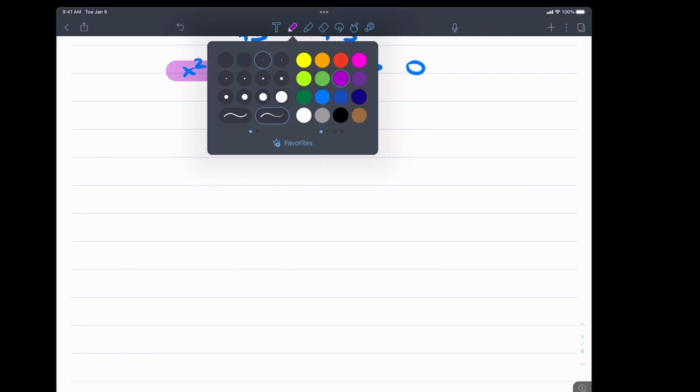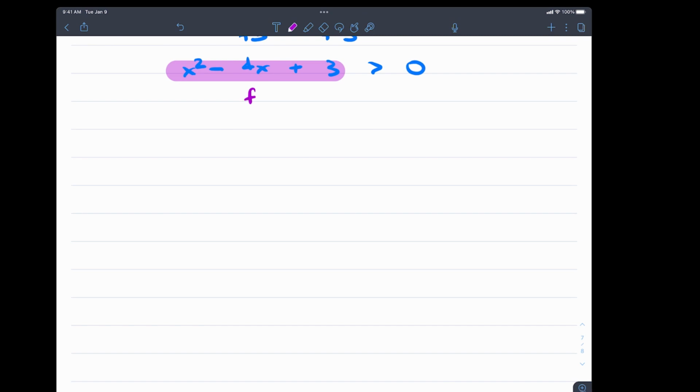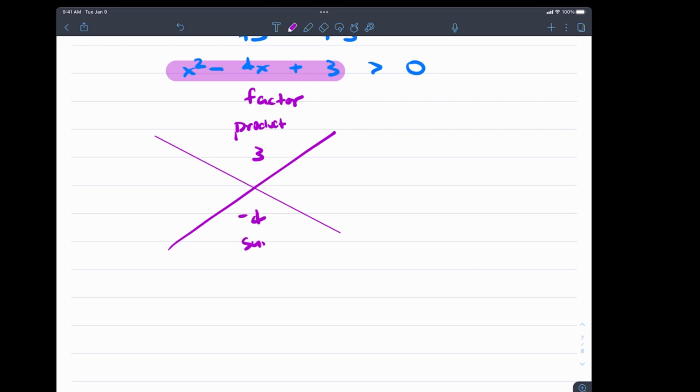Because at this point, you want to what? I'd say factor. Okay? Use that crisscross method, right? The product has to be positive 3, and the sum has to be what? Negative 4. I need 2 numbers multiplied together that'll be greater than 0, whose product is positive 3, but whose sum is negative 4. Do you guys know what the numbers have to be? What are the numbers?